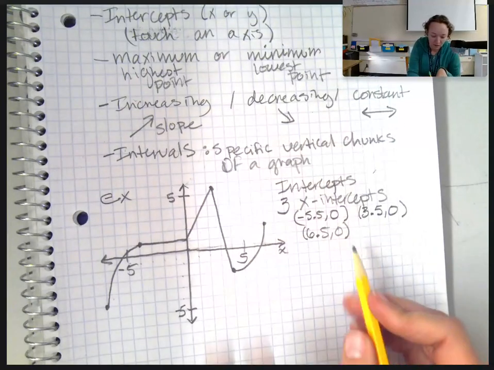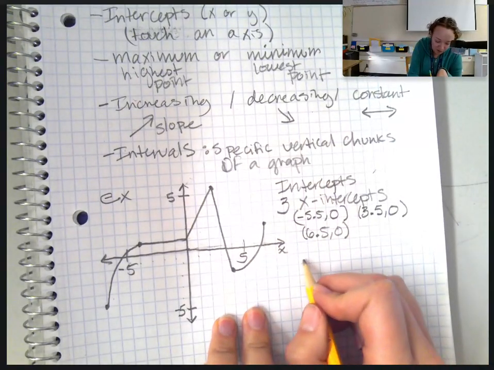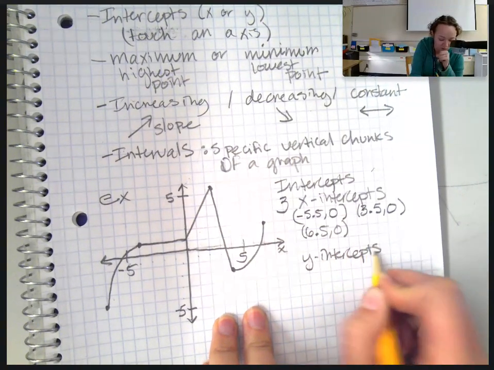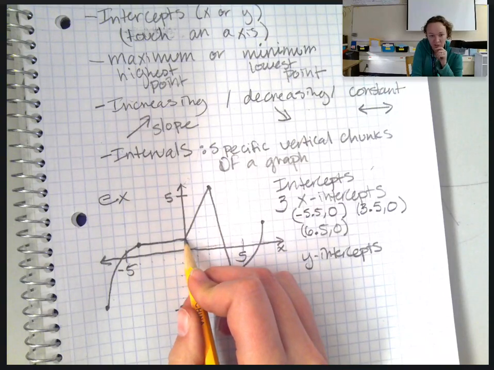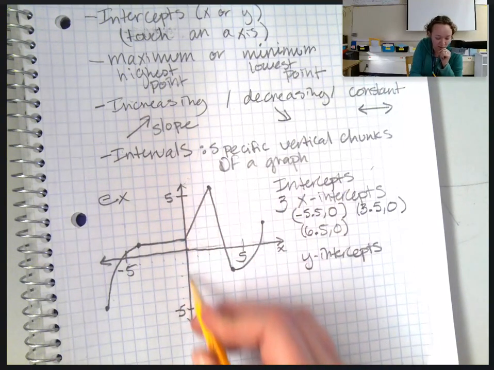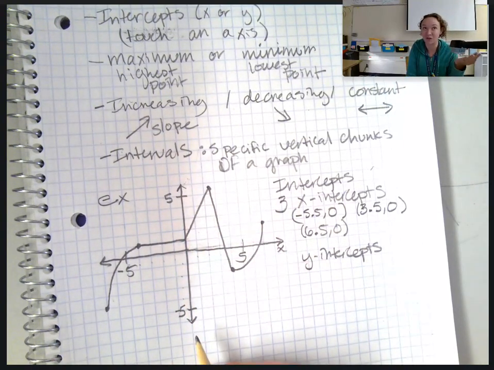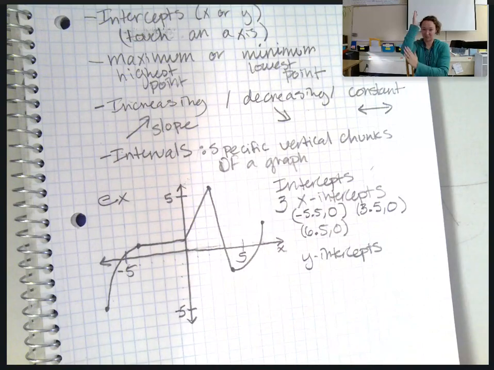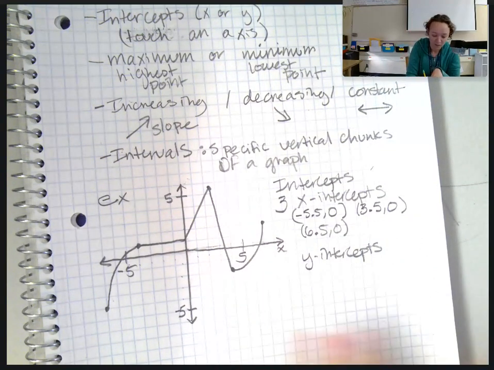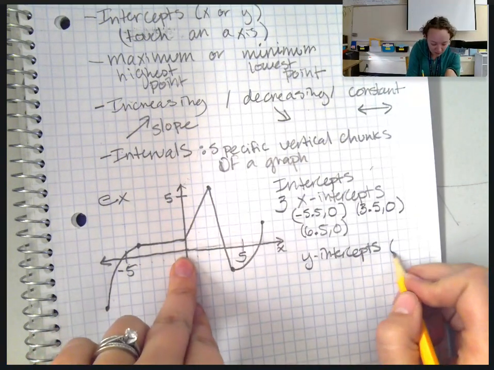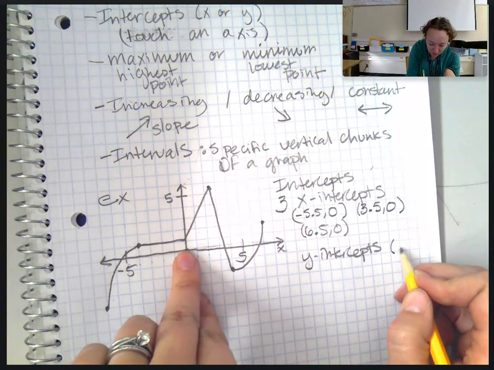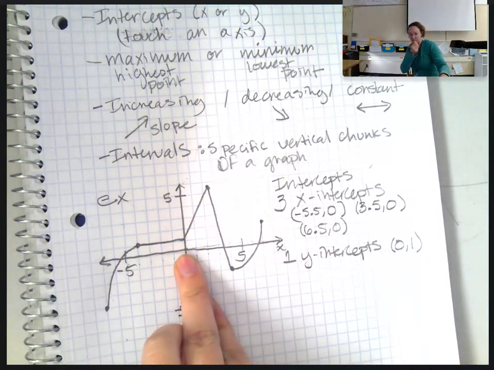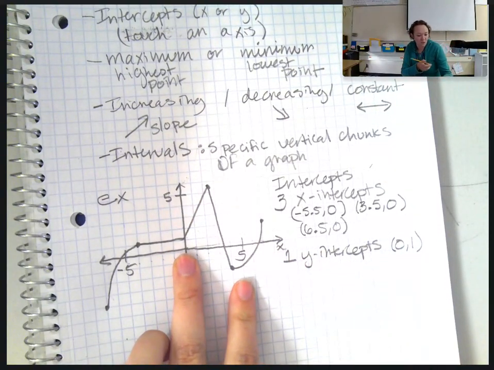And then let's see how many y-intercepts we have. So there's one y-intercept right there. Nowhere else on the y-axis does it cross, which makes sense because it's a function. If it were to cross the y-axis more than once, that would mean that it wouldn't pass the vertical line test, right? Okay, so there's one y-intercept at x is 0, y is 1. One y-intercept.